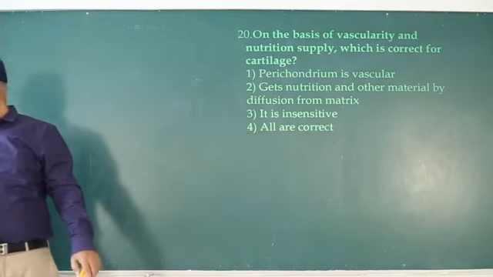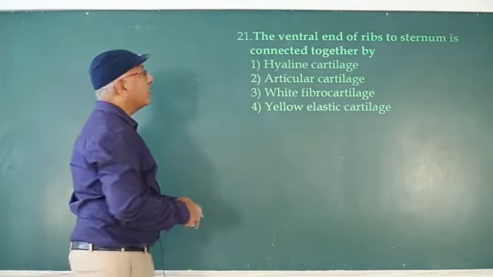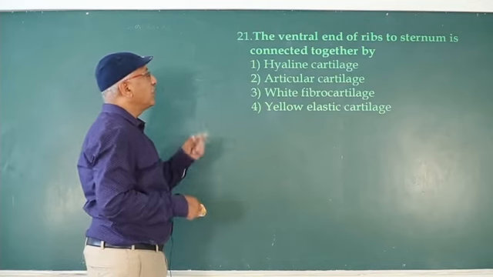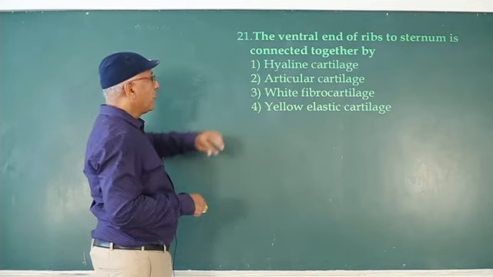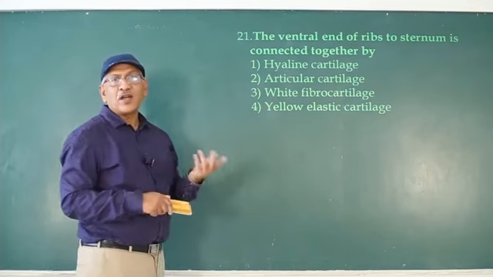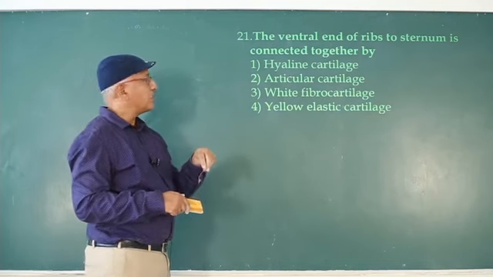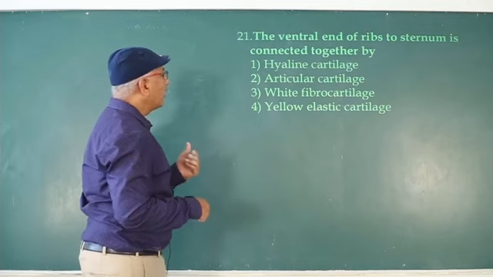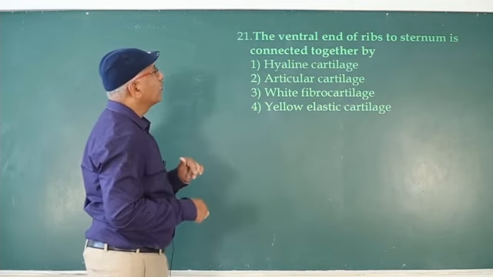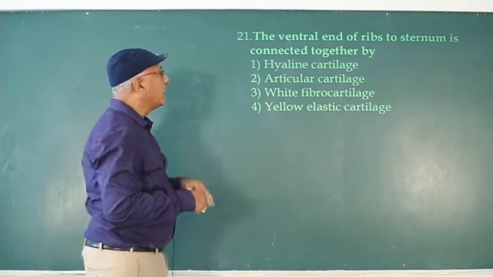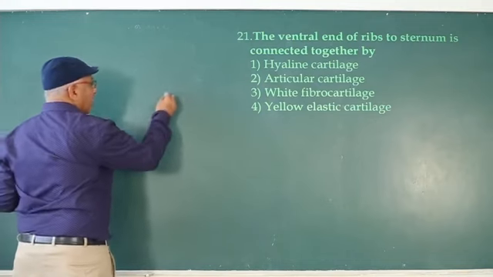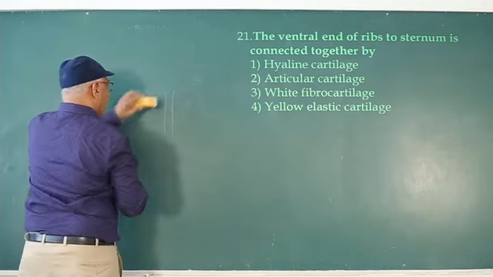Next question. The ventral end of the rib to sternum is connected together by articular cartilage. What is articular cartilage? Hyaline cartilage is present at the ventral surface of the rib. Actually that is hyaline cartilage. What is articular cartilage? The end of the long bone.